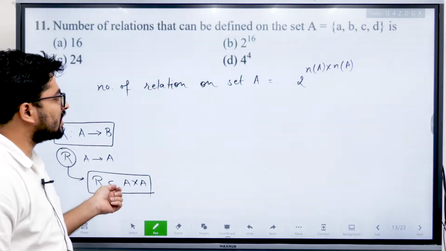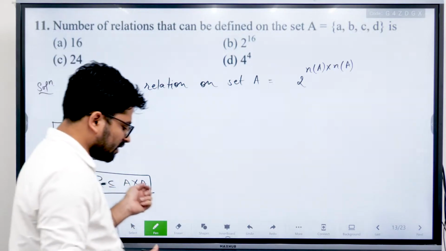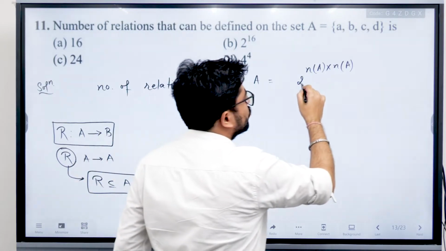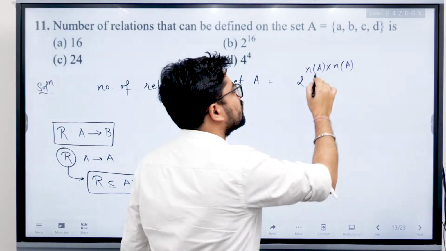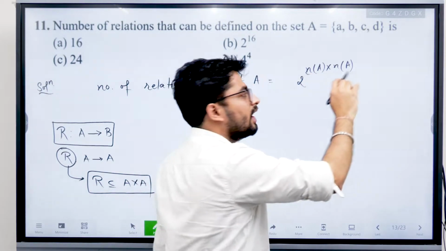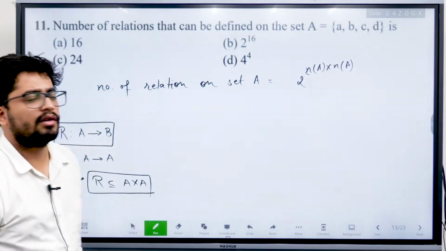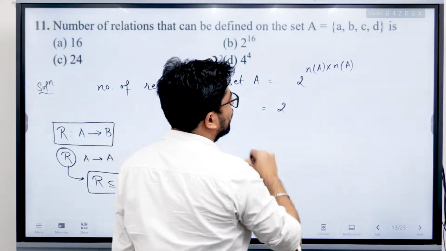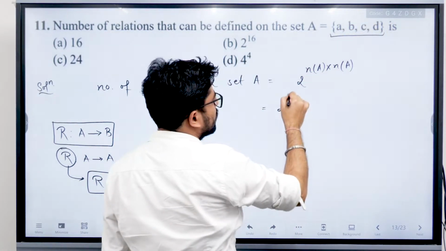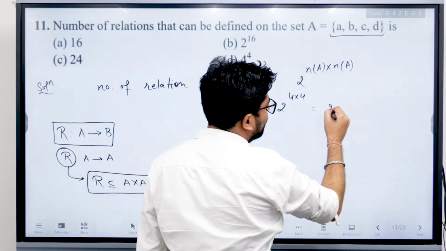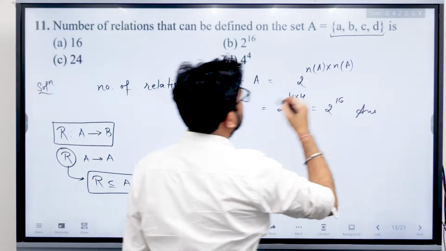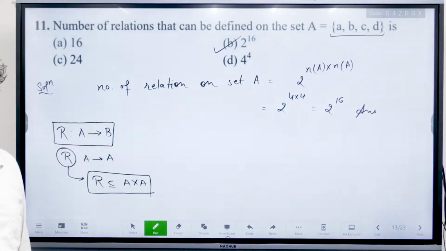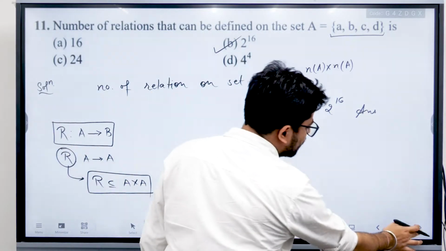So we can say the number of relations is equal to the number of subsets of A cross A. The number of subsets of A cross A is 2 to the power of the number of elements in A cross A, and the number of elements in A cross A is the number of elements in A into the number of elements in B, and B is A here. So this is 2 to the power of 4 into 4, that is 2 power 16. This is the final answer. 2 power 16, B is the correct one. Got it? Now next question.